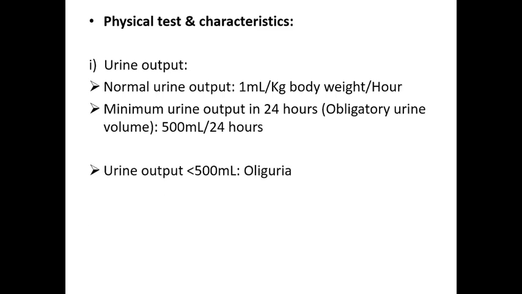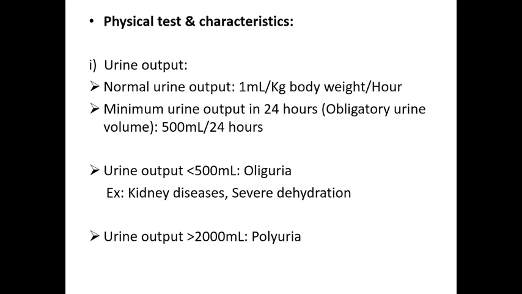So if the urine output is less than 500 milliliters, if it is less than the obligatory urine volume, the condition is called oliguria. Oliguria can occur due to kidney diseases or when the person is severely dehydrated, such as due to severe vomiting, severe diarrhea, or when the person has lost a lot of blood, maybe due to a road traffic accident, maybe during a surgery, maybe due to a fracture of a main bone in the body, right?